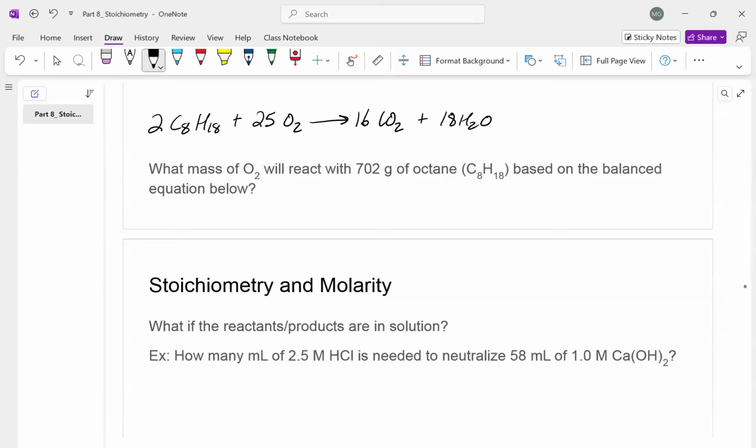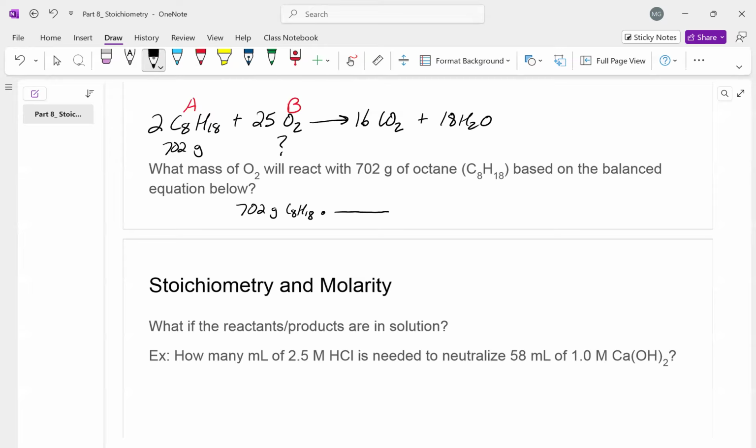So this question is asking us for what mass of oxygen will react with 702 grams of octane. So what we're given, we're going to just call that A. And what we want to go to is B. You say, what about the products? The question didn't ask us about the products. So we're not even going to worry about it. So let's start with what we're given. Given 702 grams of octane.